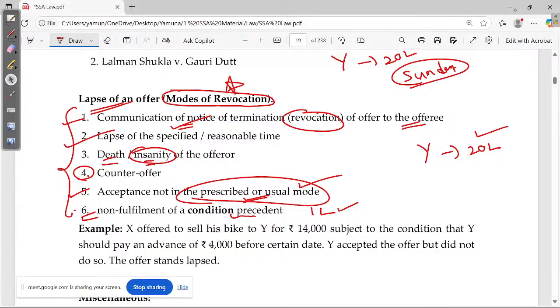What's the example? X offered to sell his bike to Y for 14,000 rupees subject to the condition that Y should pay an advance of 4,000 before a certain date. They need to mention certainty. Y accepted the offer but did not pay the amount. So the offer stands. Okay.